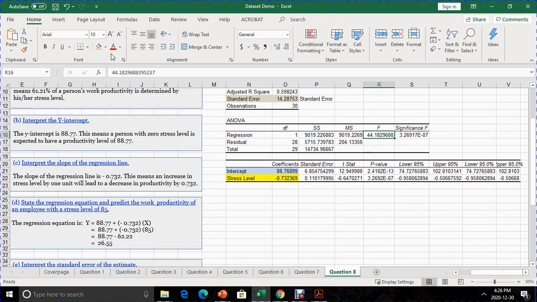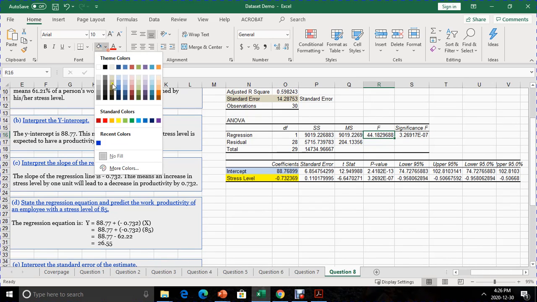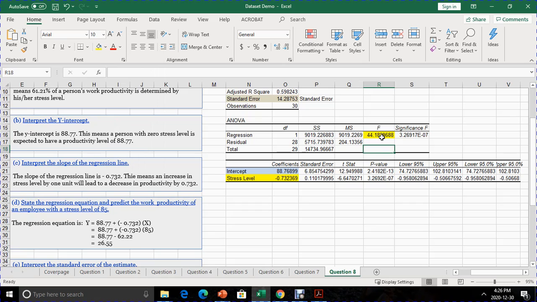Now this is the F value. This is the F test value. And then we need to compare the F test value with an F critical value. There are two ways by which we can test this hypothesis. The critical value approach requires that we compare the test value, which is given as 44.18, with a critical value from the F table.